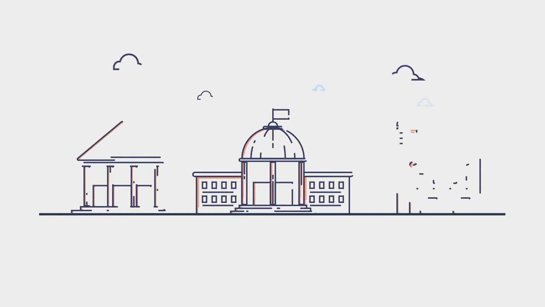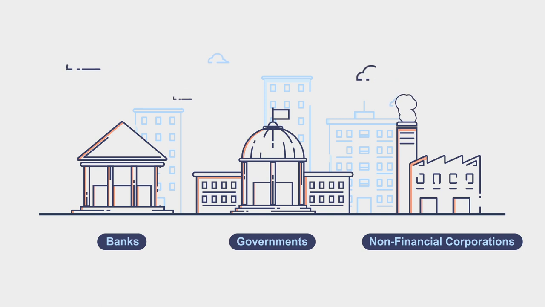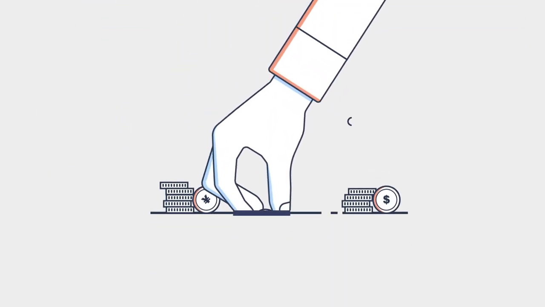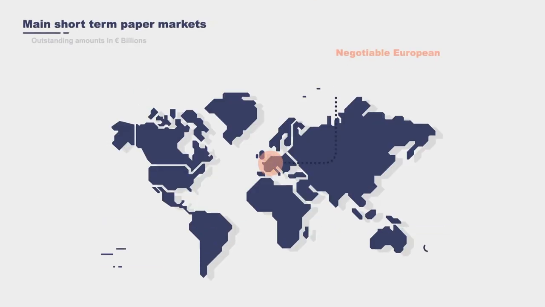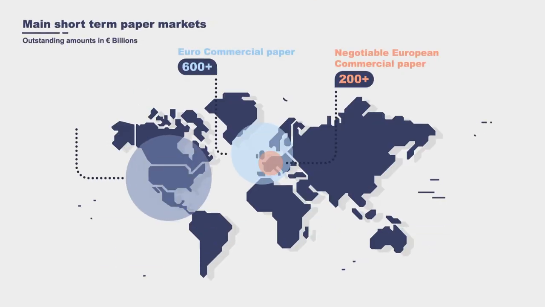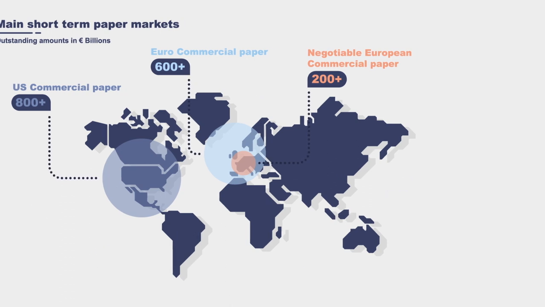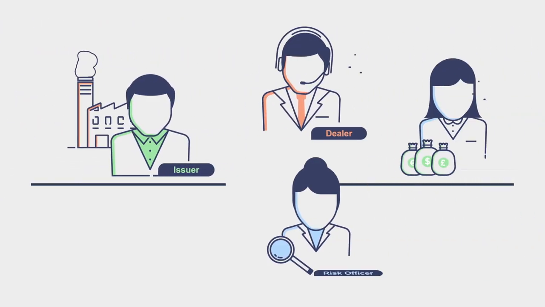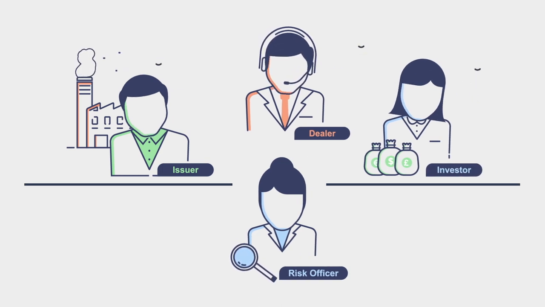Big actors in the economy, such as governments, banks, and non-financial corporations, require funding that they obtain more and more from capital markets. Issuance of short-term paper is an efficient, sound, and reliable way to access short-term liquidity. Actors in the short-term paper markets pay particular attention to cost, efficiency, and transparency.